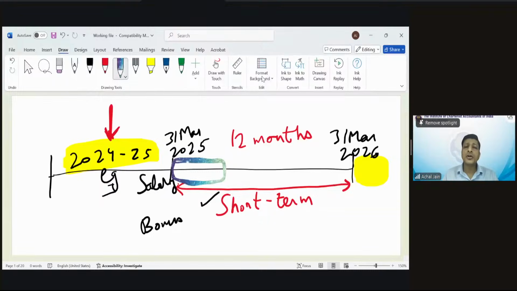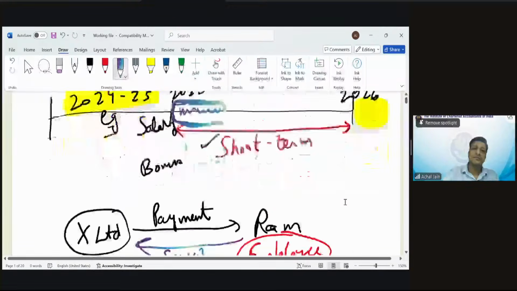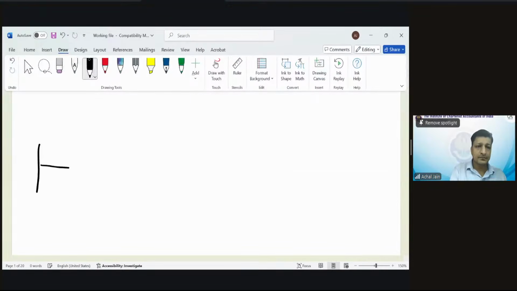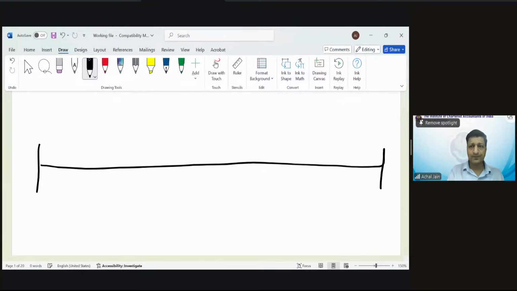Now, continuing on the short-term employee benefits. Within the short-term employee benefits, we may have one more bifurcation. What is that? That is of accumulating and non-accumulating short-term employee benefits. So let's try to understand about that. I'll take one example to discuss this.